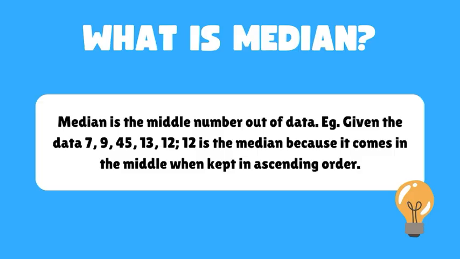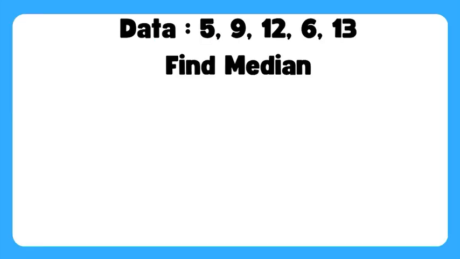So median, it is the middle number out of our data. So given the data 7, 9, 45, 13, and 12, 12 is going to be the median of this, because it comes in the middle when you keep these values in ascending order. So it also actually doesn't matter whether it's ascending, it could also be descending. It's just the middle value. So we're going to get started with this example.